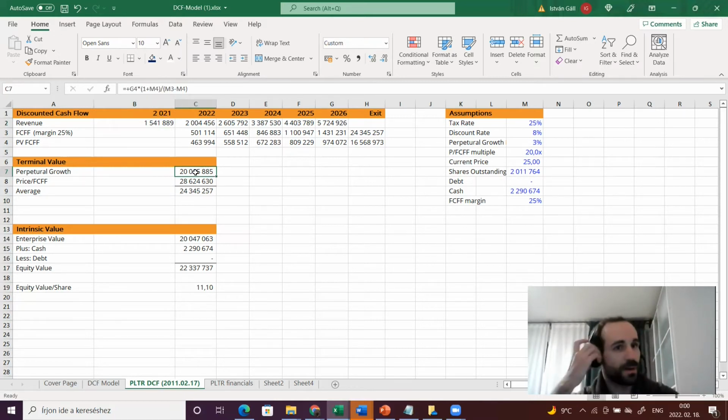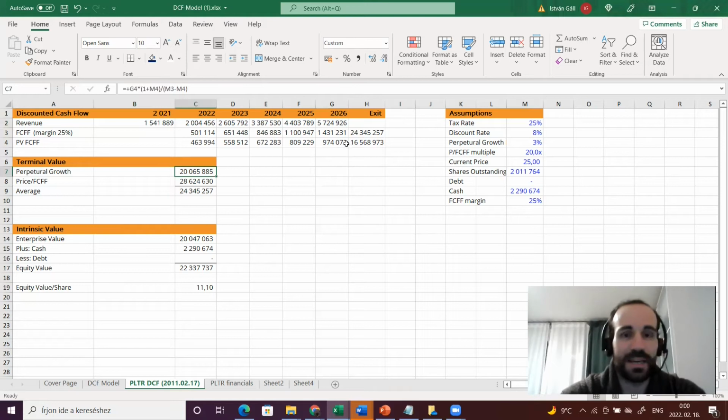And I'm also going to estimate the terminal value by a different method. This is a multiple method. So for this one, we are going to take the free cash flow at the end of the projection period, and we are going to apply a market multiple to it to get the terminal value. And for this, I'm going to use the average market multiple of price per free cash flow that is available today on the market. So the price per free cash flow multiple today for the sector that Palantir is active in is 20. So I'm going to use that ratio.